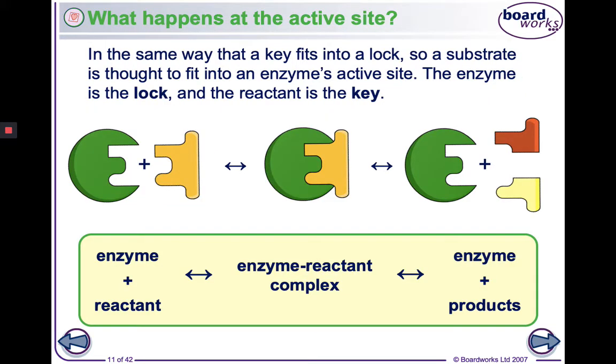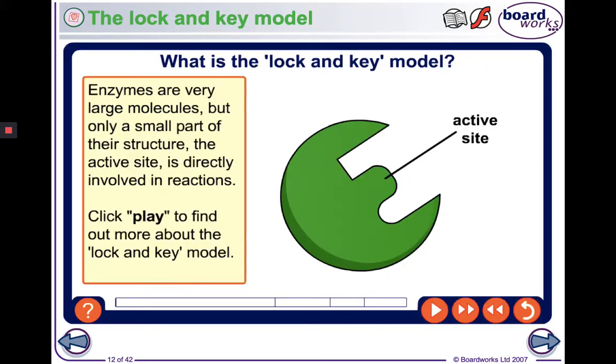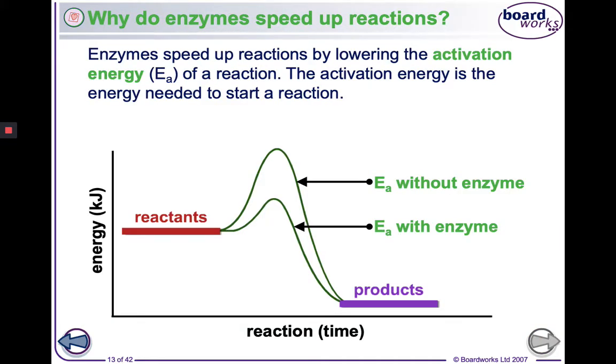Look at this picture. It's the same way that a key fits into a lock. A substrate is thought to fit into an enzyme's active site. So the enzyme is the lock and the reactant is the key. Enzyme plus reactant, enzyme-reactant complex, enzyme plus product. This is the lock and key model. Enzymes speed up reactions by lowering the activation energy of a reaction.